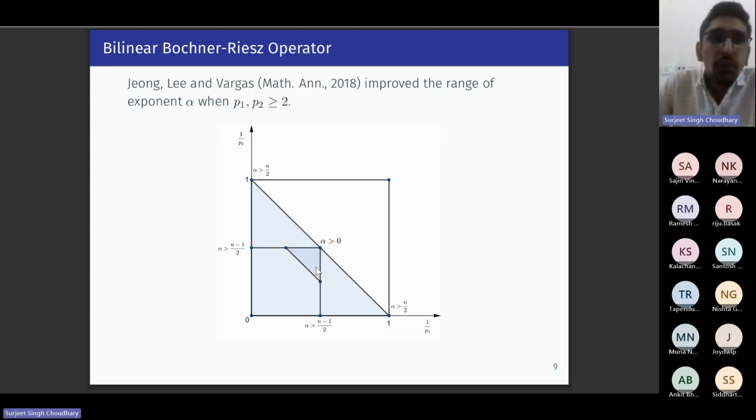Next, Jeong, Lee, and Vargas in 2018 improved the range of the exponent alpha when p1, p2 are bigger than or equal to 2. So in particular, when dimension n equals 2, they were able to obtain the condition alpha bigger than 0 in this dark shaded triangle region. And then using interpolation, you can further improve the result in the bottom square where p1, p2 are bigger than or equal to 2.